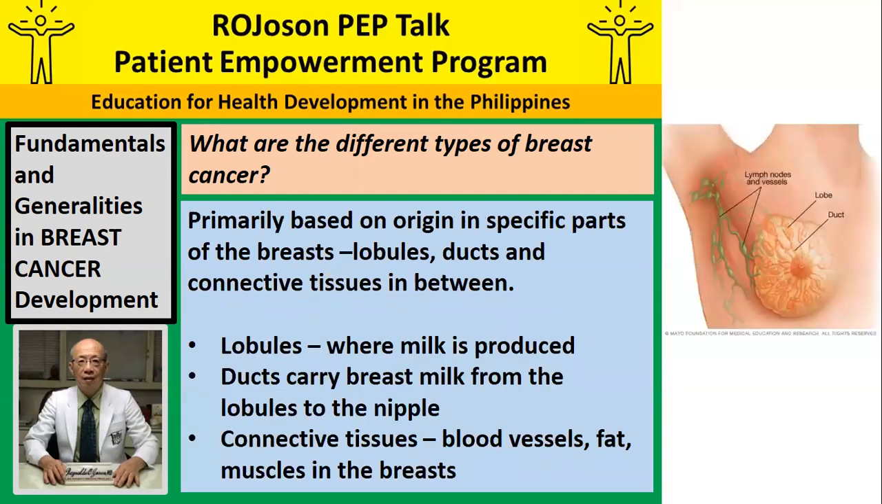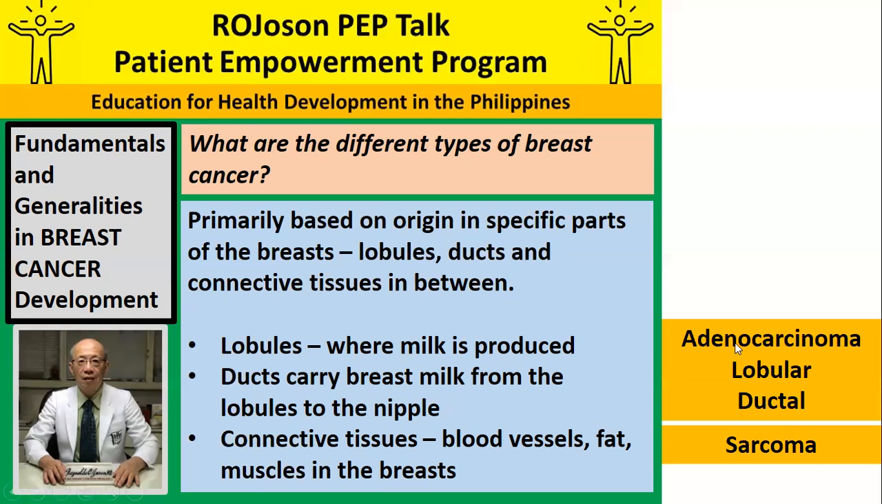One classification is based primarily on the origin in the specific parts of the breast, such as lobules, where the milk is produced, ducts, which carry breast milk from the lobules to the nipple. Ducts, lobules, connective tissues like blood vessels, fat, muscles in the breast. So those originating from the lobules and the ducts are usually called adenocarcinoma. And those originating from the connective tissues are usually called sarcomas.